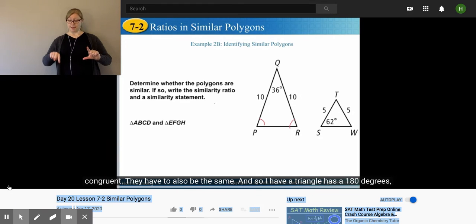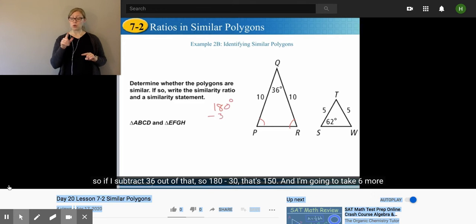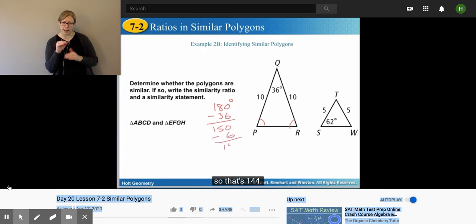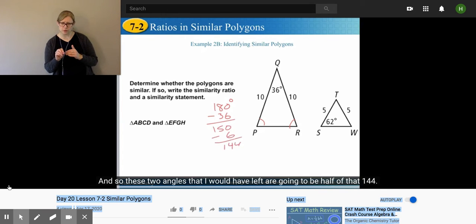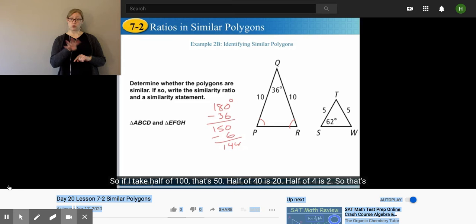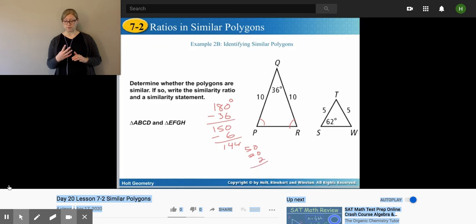And so I have a triangle has 180 degrees. So if I subtract 36 out of that, so 180 minus 30, that's 150, and I'm going to take 6 more. So that's 144. And so these two angles that I would have left are going to be half of that 144. So if I take half of 100, that's 50, half of 40 is 20, half of 4 is 2, so that's 72 degrees for each of these.